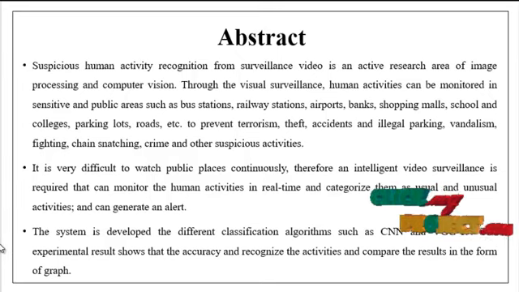Through visual surveillance, we need to monitor human activities in public areas such as bus stations, railways, airports, banks, and shopping malls, to prevent theft and accidents. That's why we are implementing this kind of project. It is very difficult to watch public places continuously, so an intelligent video surveillance system is required.